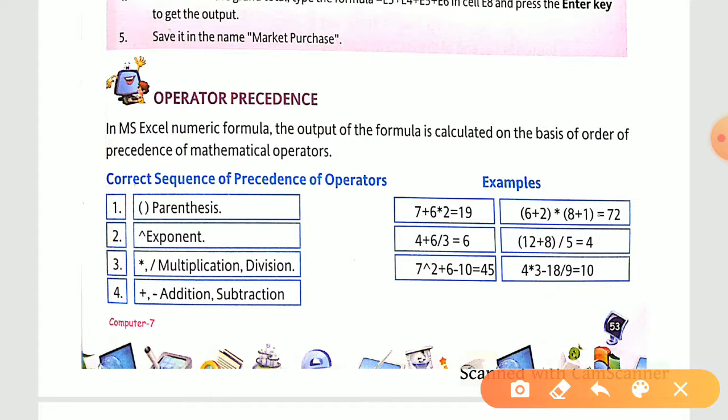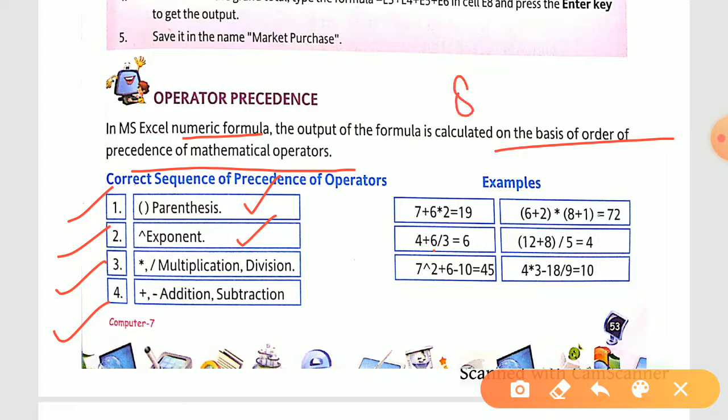Now you see, in MS Excel numerical formula, the output of the formula is calculated on the basis of the order of precedence of mathematical operators. So this is a sequence in which your operators are going to be evaluated. Firstly, brackets you are going to solve, then exponent. Exponent means power. Likewise, if you have written 8 exponent 2, it means you are going to calculate 8 square and the output will be 64. Okay, multiplication, division. Now if in an expression both multiplication and division come, then you will go on from left to right.